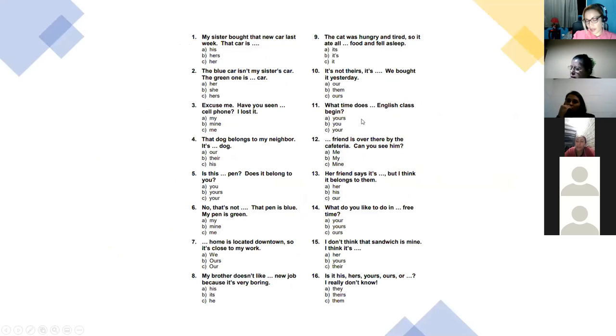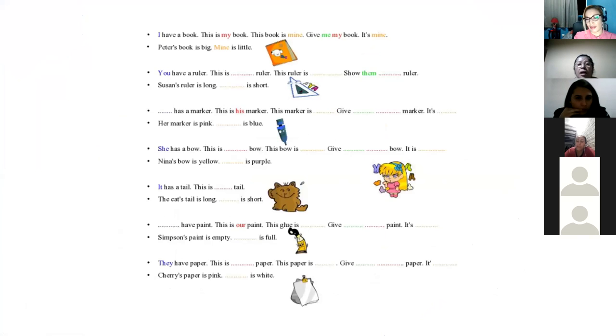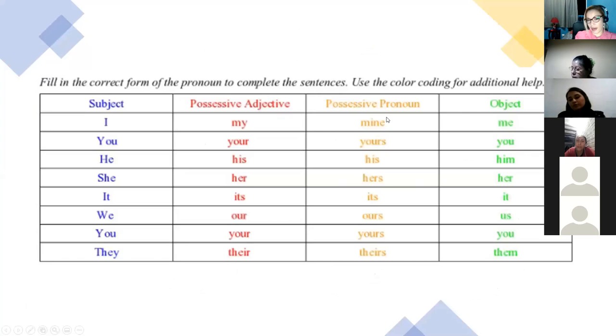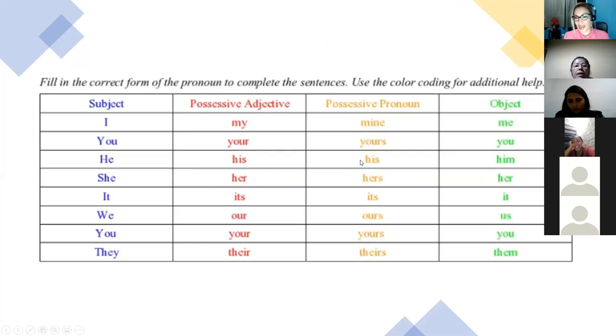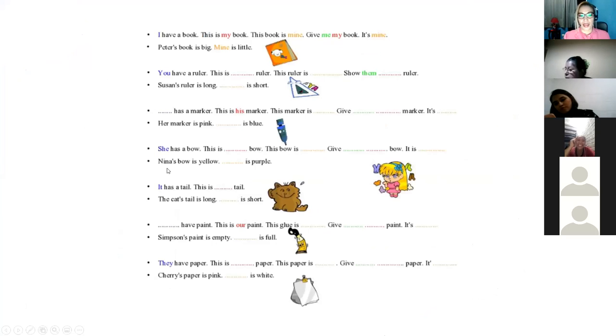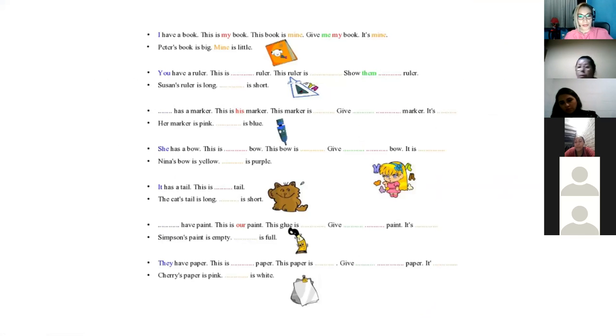Give, y tengo la rayita verde allí. Him. Ajá, him. Dale a él, give him, y luego rojo. ¿Qué era el rojo? His. Dale a él su marcador. Give him his marker. It is his, con las rayitas de colores, profe. It is his, el amarillo. Her marker, ahora digo el de ella, ¿verdad? Her marker is pink. Mine, el mío, es azul. Mine is blue.